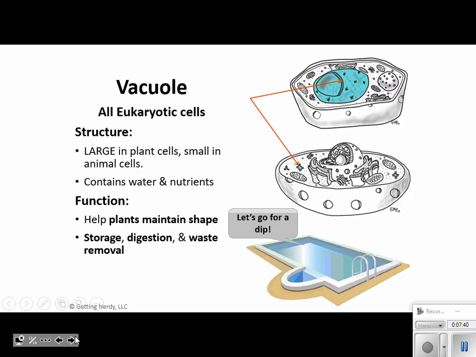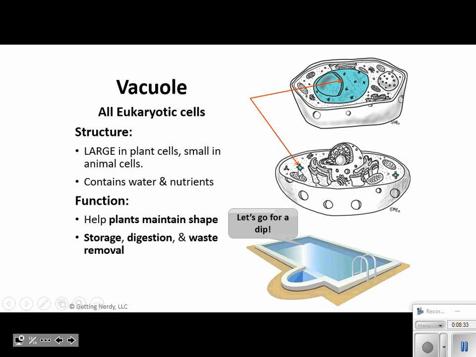The vacuole. Vacuole is in all eukaryotic cells. The vacuole is large in plant cells. Vacuoles are smaller in animal cells. So there is a very, very large vacuole usually in plant cells. If you look up at the top, the blue up here, this is the vacuole. It's very, very big. If you look at the vacuole in the animal cell, look how small that vacuole is.